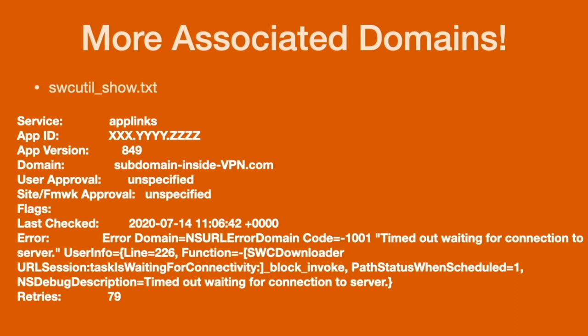Another way of looking at associated domains is the swcutilshow.txt file, which contains all of the gory details which I've had to obfuscate myself. In this case, this is a domain that is unreachable because this particular domain on an app that I work on is associated only when logged into the VPN. But you'll see these if, for example, as I've seen, a proxy server at the customer's end might be misconfigured and doesn't allow the files to pass through or the domain in question to pass through.